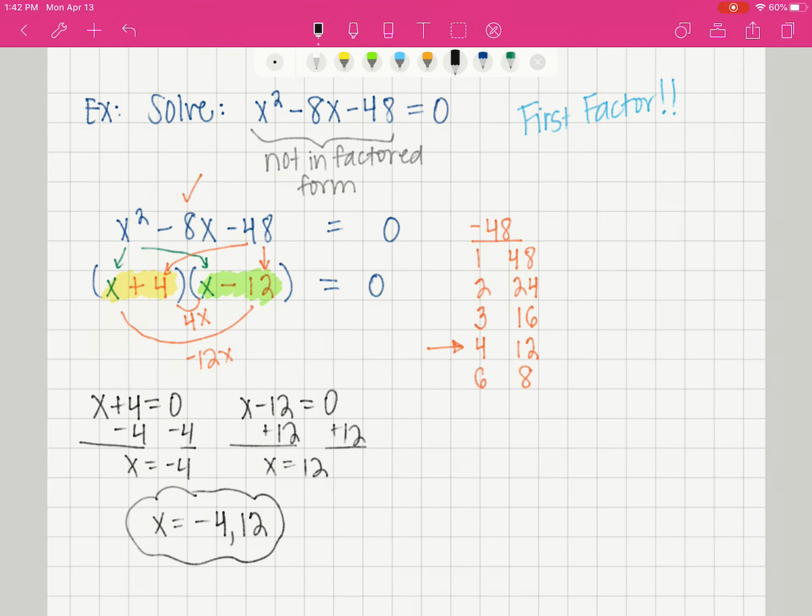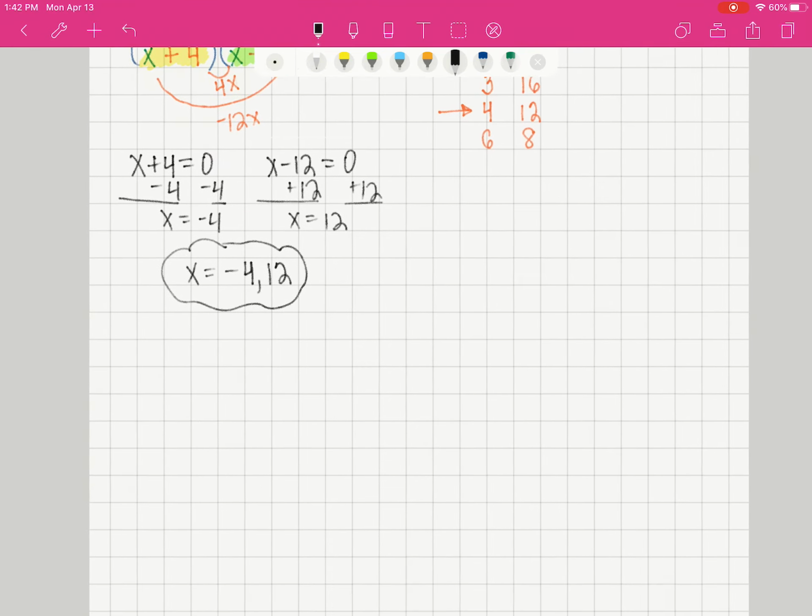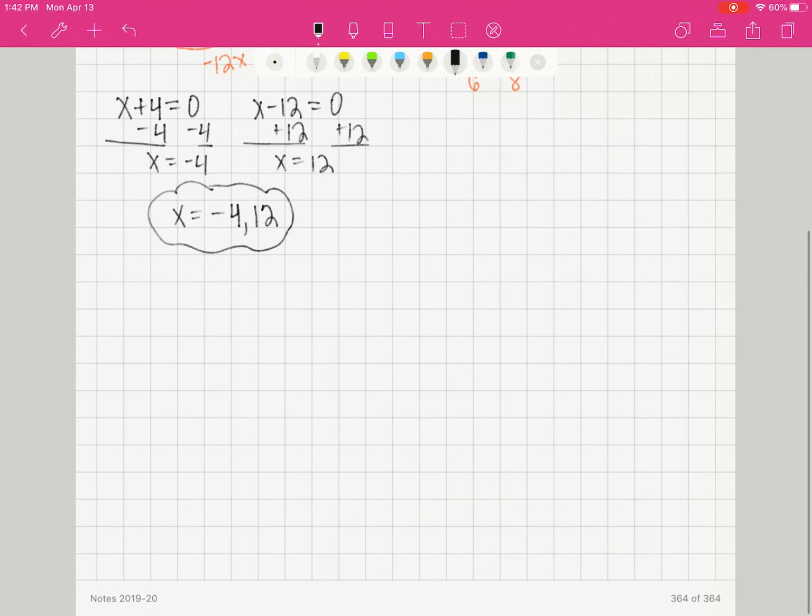So hopefully you're feeling pretty comfortable with factoring. Otherwise, it's something that we can continue to work on. We can always build our skills in mathematics. We're going to do 2 more examples with factoring, and then maybe a try in the next video.